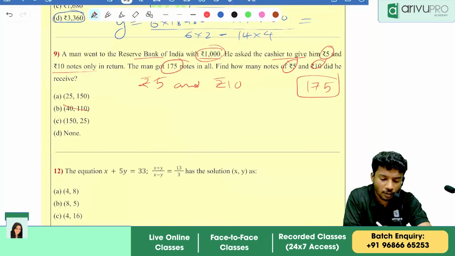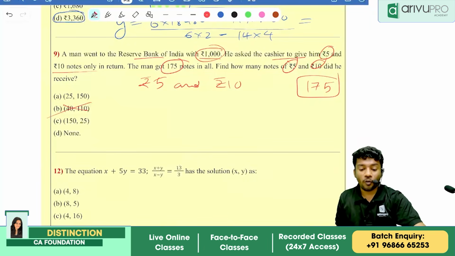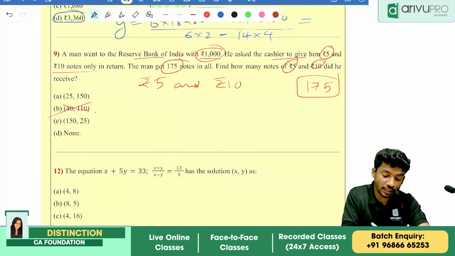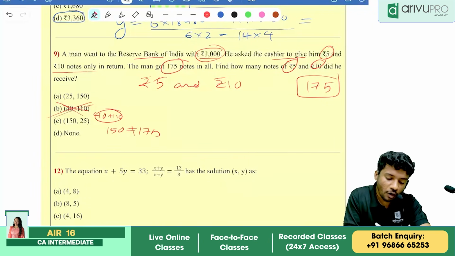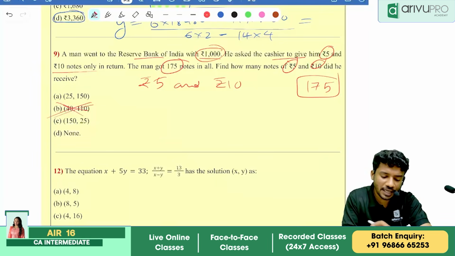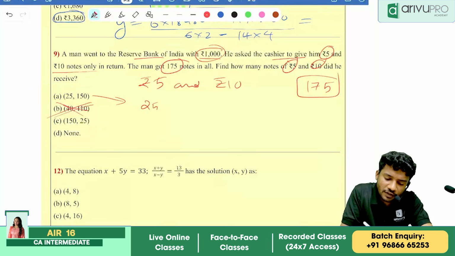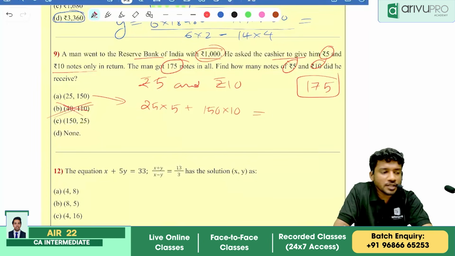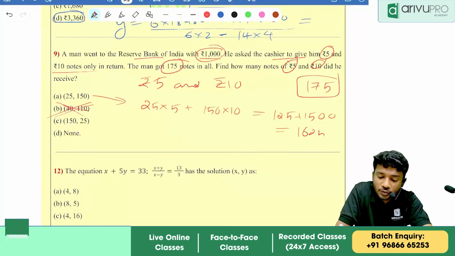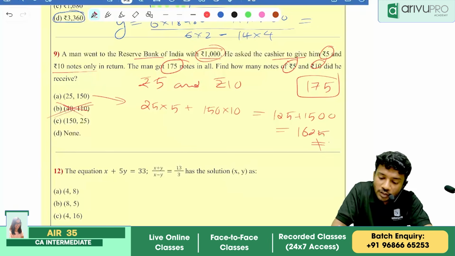People, is option B correct? No, why not? Because there are only 40 plus 110 notes. That will be how much? 150, not equal to 175. Option B is wrong. Try option A. So 25 into 5 plus 150 into 10, which is equal to 125 plus 1500. So how much amount is it now? 1625, which is not equal to 1000.